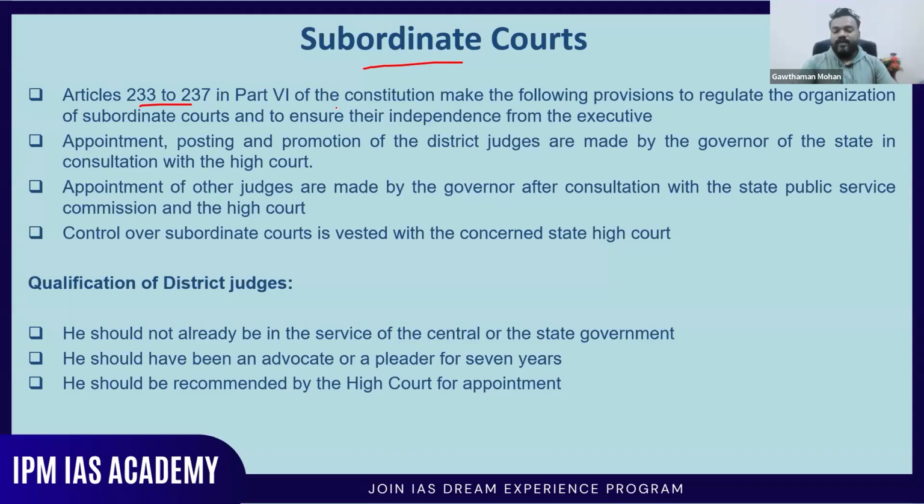The next important topic is subordinate courts. Article 233 to Article 237 in Part 6 of the Constitution make the following provisions to regulate the organization of subordinate courts and to ensure their independence from the executive. Appointment, posting and promotion of the district judges are made by the Governor of the state in consultation with the High Court.